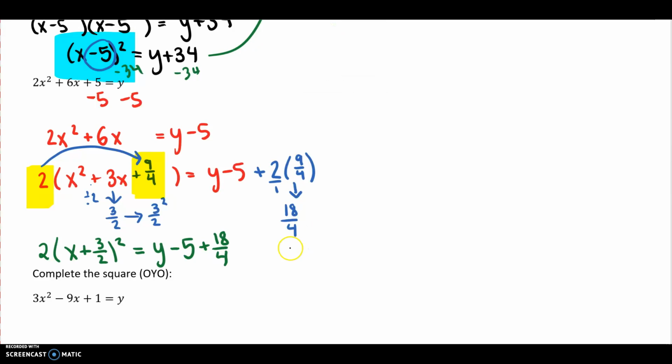Final step is we wanted to write it in vertex form for this particular kind of problem. So I'm going to move all the constants back to the left here. So this stays the same. And I'm just going to add 5 to both sides and subtract 18/4 from both sides. So I'll add 5, subtract 18/4. We can combine those in a second, and that equals y.